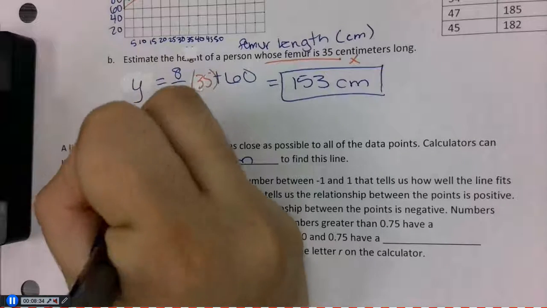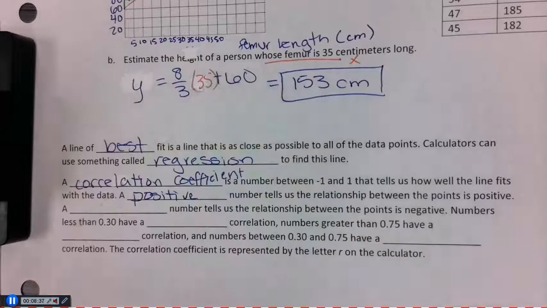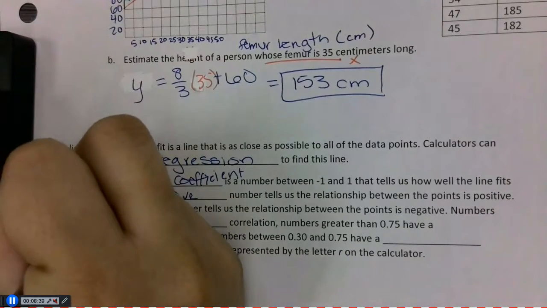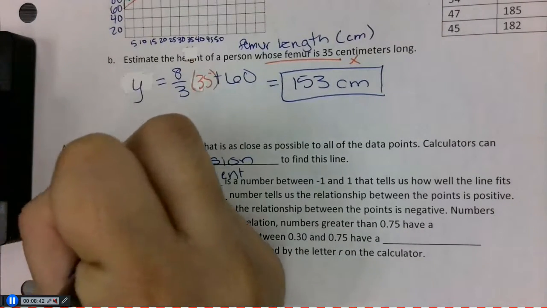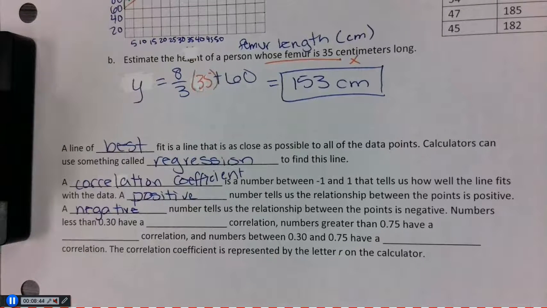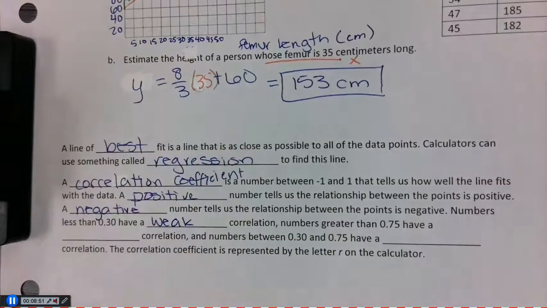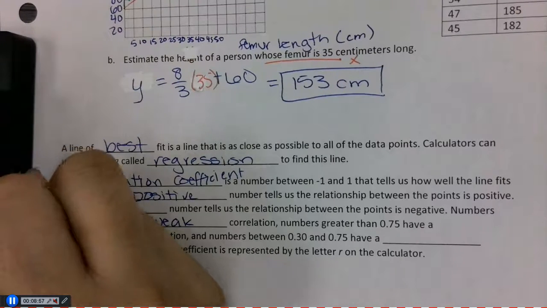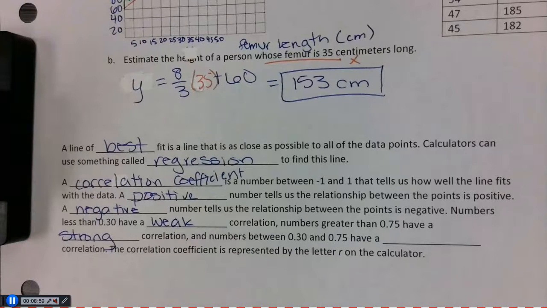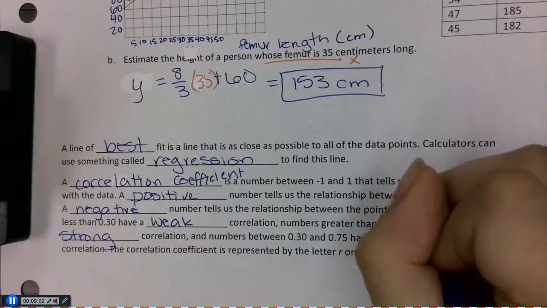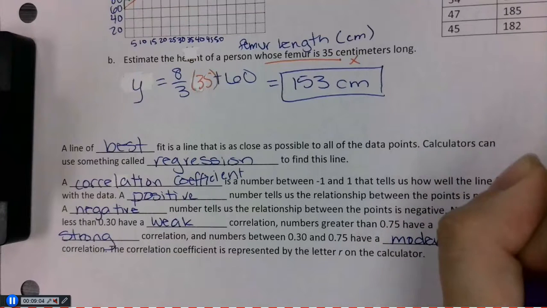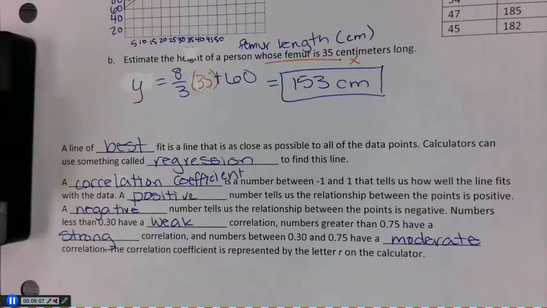So if I have a positive number, it tells me that the slope is going to be positive. If I have a negative number, it tells me that the slope is going to be negative. And then numbers less than 0.30 have a weak correlation, means they aren't very well related. Numbers greater than 0.75 have a strong correlation, and numbers in between 0.30 and 0.75 have a moderate correlation. And they can be positive or negative, because that just implies whether it's going up or down.